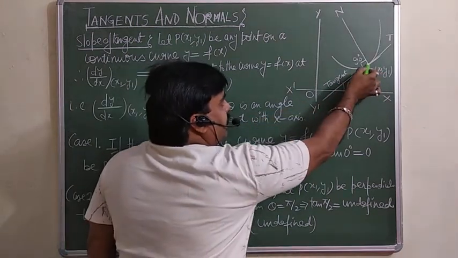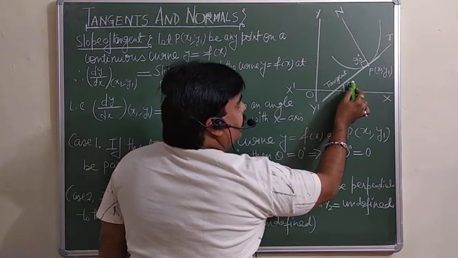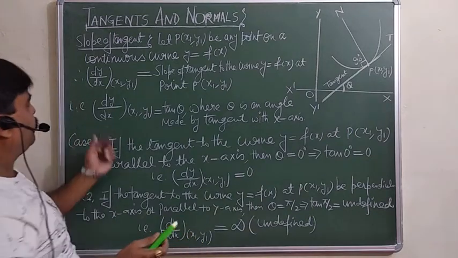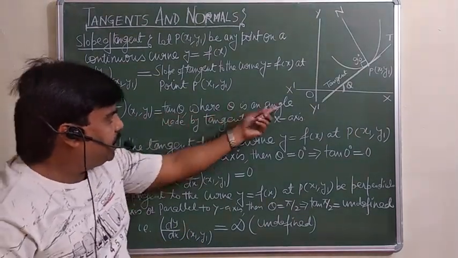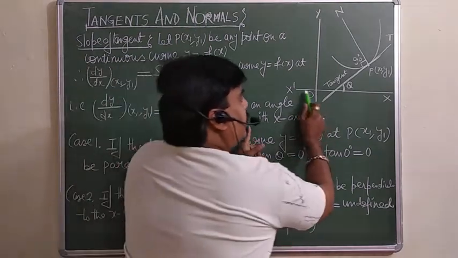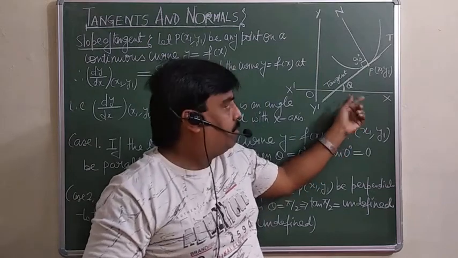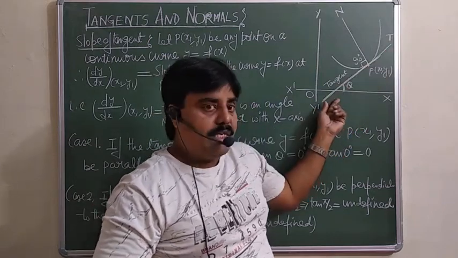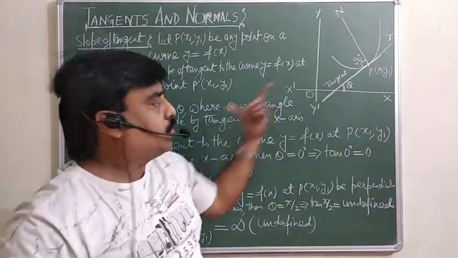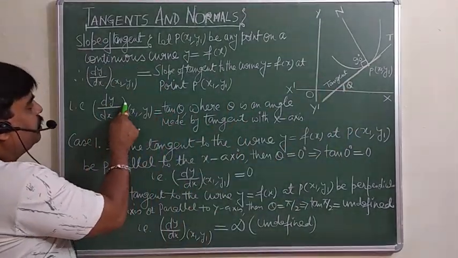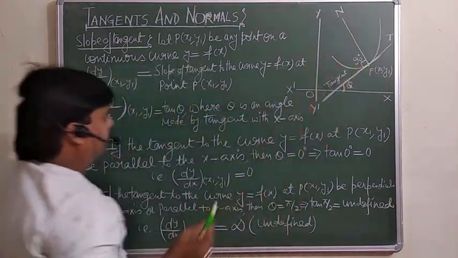Slope of the tangent means the tangent is inclined with the x-axis. This is the slope of the tangent, you can see theta is there. So dy over dx at (x1, y1) is equal to tan theta, where theta is the angle made by the tangent with the x-axis. So this tangent makes the angle theta with the x-axis. That is the slope of this tangent, meaning at which angle the tangent is inclined with the x-axis, and we can find it by the derivative dy over dx at that particular point where the tangent is given.